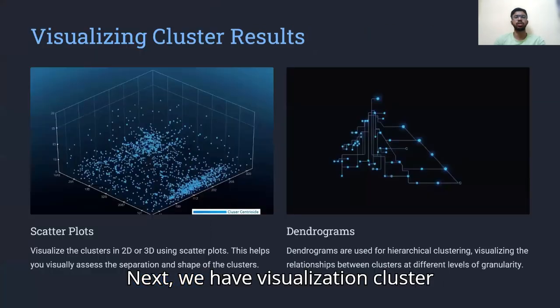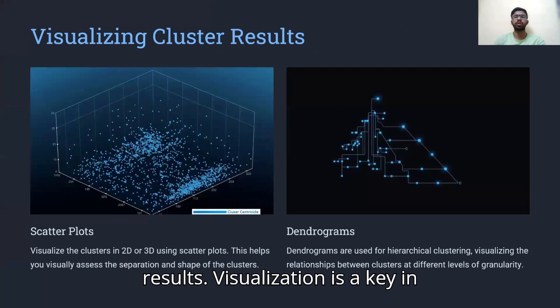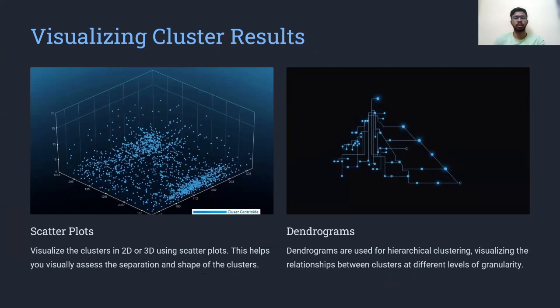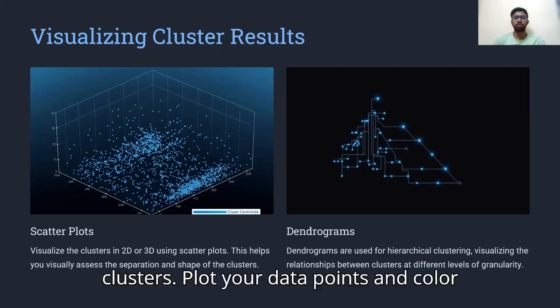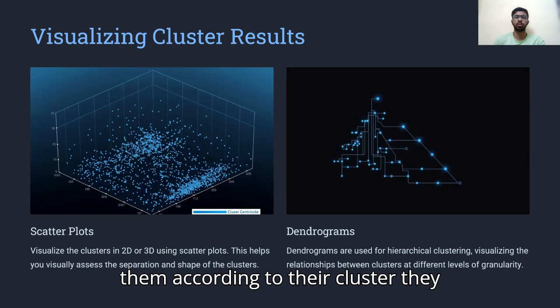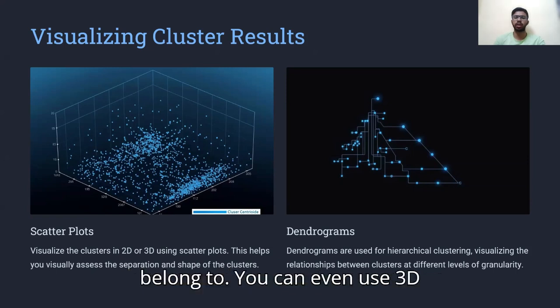Next, we have visualizing cluster results. Visualization is key in clustering as it helps us better understand the results. Use scatter plots to visualize your clusters. Plot your data points and color them according to the cluster they belong to. You can even use 3D scatter plots if your data has three features.